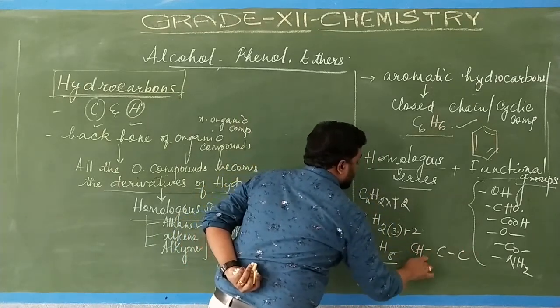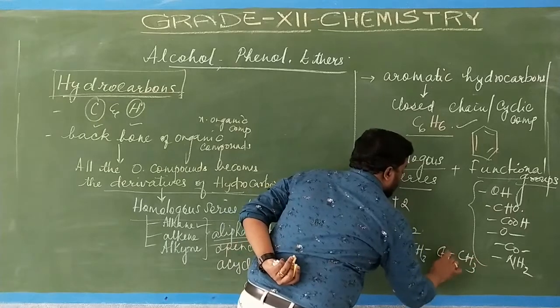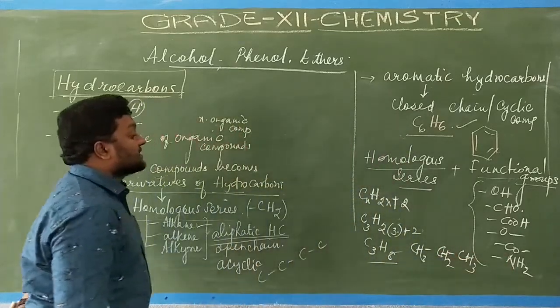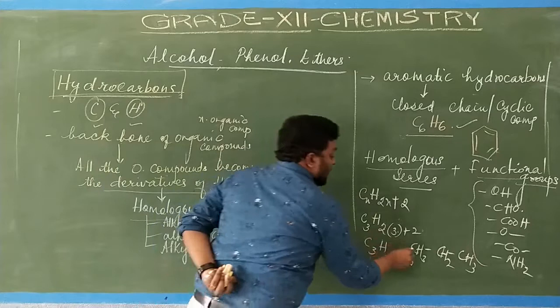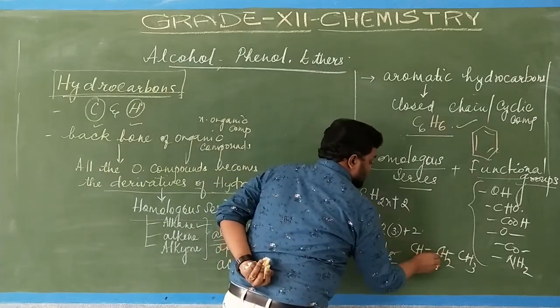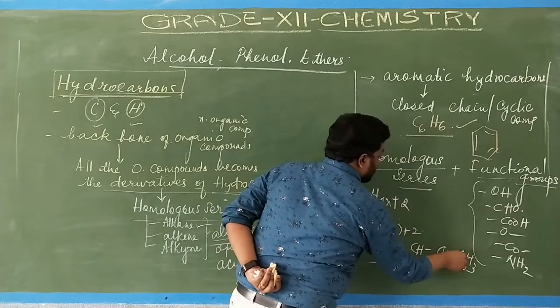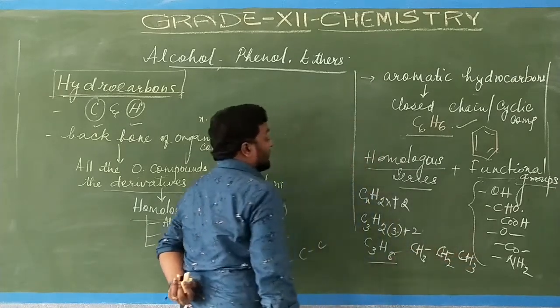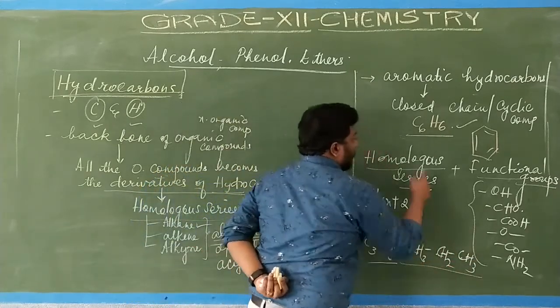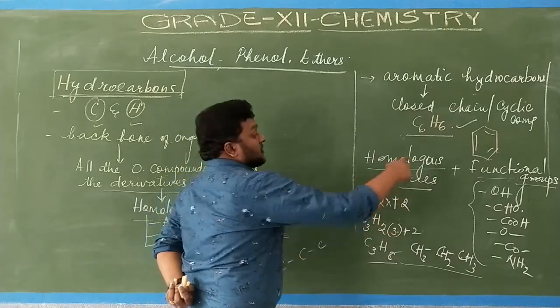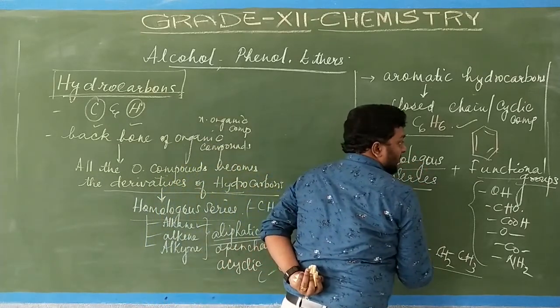First carbon is CH3, depending on the valence of the carbon, and the middle carbon I am writing as CH2. So this carbon should have tetravalency, this carbon has tetravalency depending on the two hydrogen atoms, and this carbon also has tetravalency. So this is a homologous series comprising only of hydrocarbon.